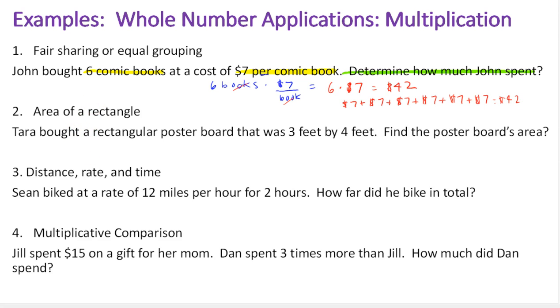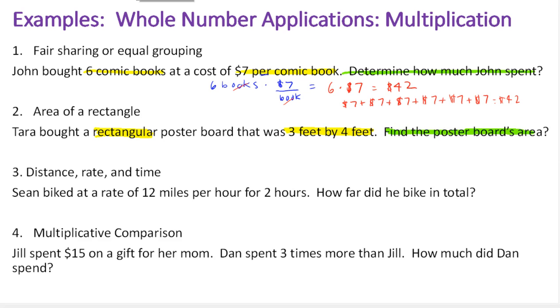Another example is the area of a rectangle. Tara bought a rectangular poster, so look for the word rectangular, or some things that you know would be rectangular: a poster board, a piece of paper, most of the time the room of a house, unless you have the Oval Office or a spherical house. It was 3 feet by 4 feet, and we want to find the poster board's area.